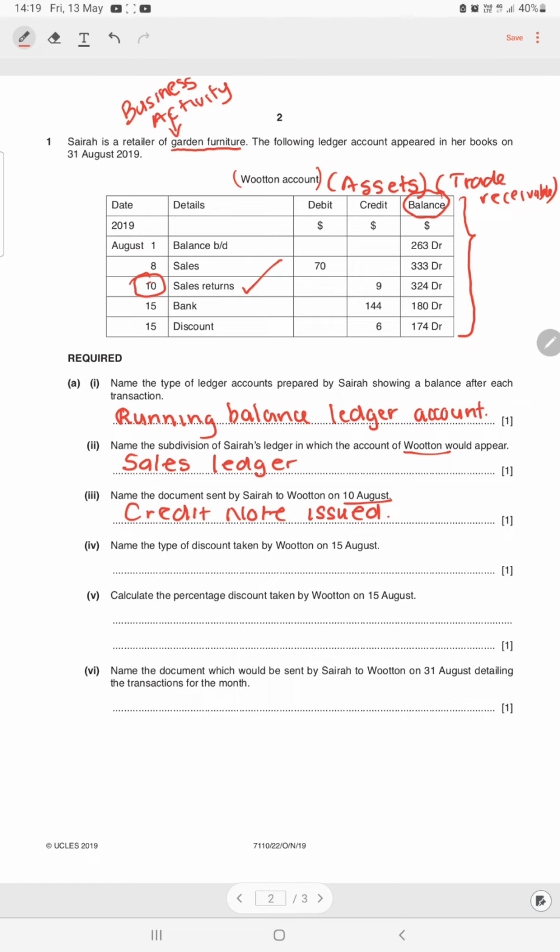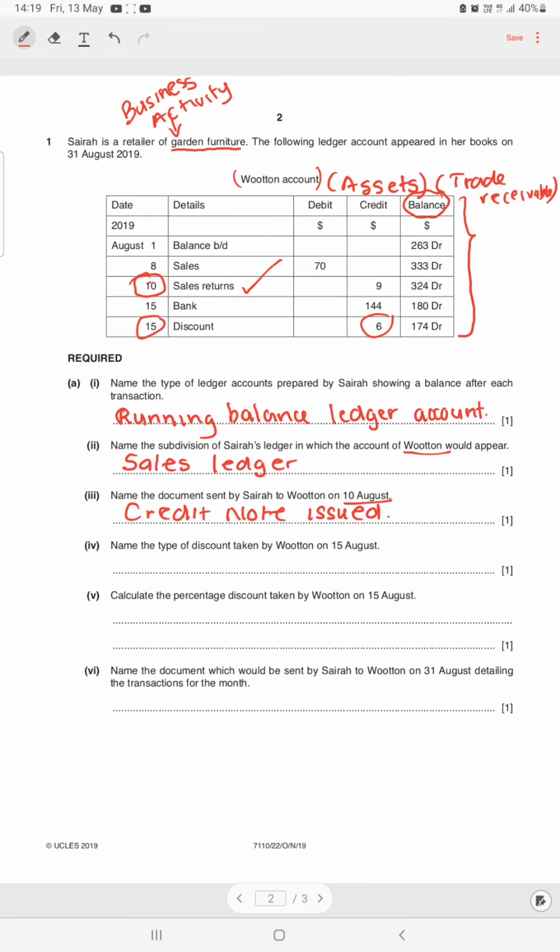Next. Name the type of discount taken by Bhutan on 15th August. So we have a discount here, 15th August, $6. On the credit side, two ways to do this. If you remember the double entry to record the discount allowed, it's debit discounts allowed and credit the trade receivable. But the easiest way to remember this is, what is the relationship between Bhutan and Sarah? Who is Bhutan to Sarah? As we already established, Bhutan is a customer and a trade receivable. Any discounts, so the two parties involved there are the business and the customer. When the two parties involved are the business and customer, the discount is called the discount allowed. Discount received is a transaction between the business and the supplier. So that's all it is.